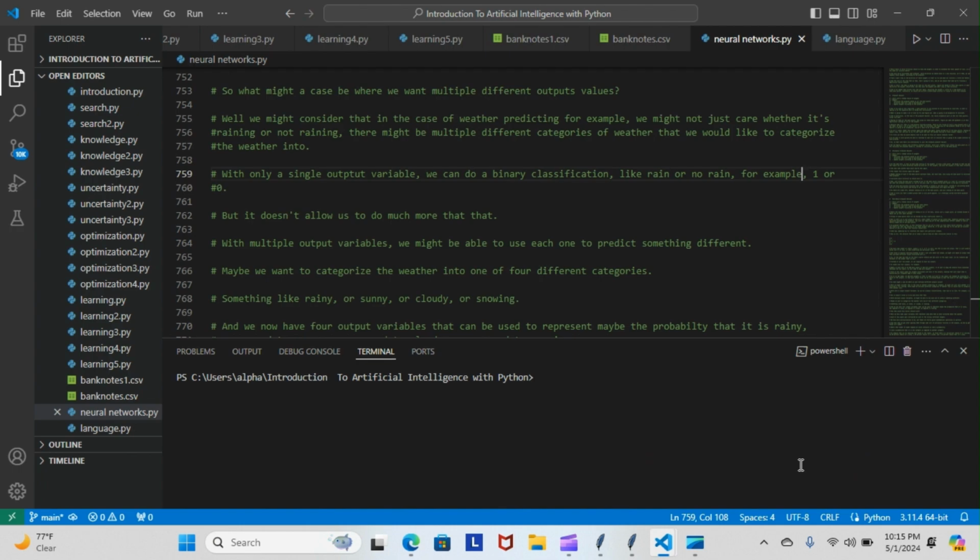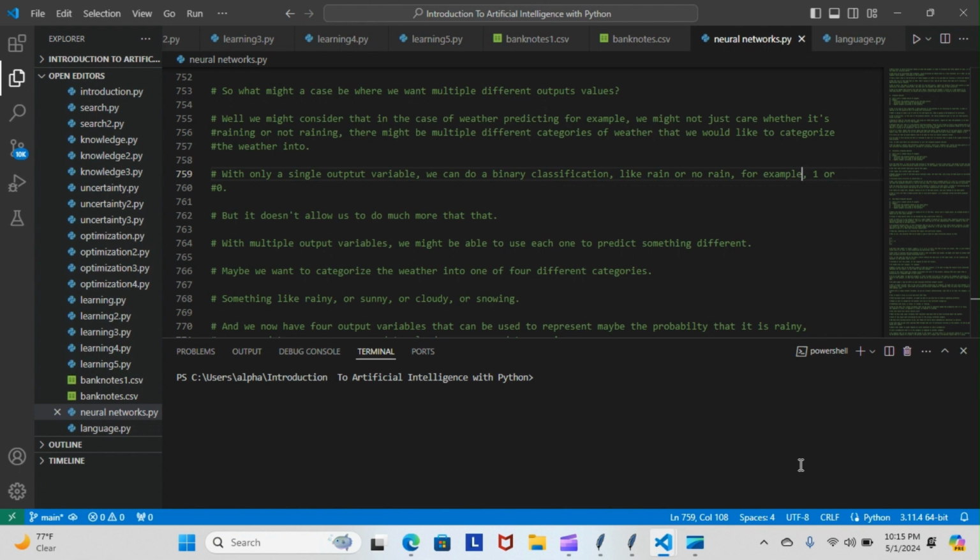Last night, if you recall, the last thing we went over was what would happen if we wanted multiple different outputs for our neural networks. And tonight, we're going to pick up where we left off. So, what might a case be where we want multiple different outputs for our neural network? Well, we might consider the case of weather predicting. We might not just care about whether it's raining or not raining. There might be multiple different categories of weather that we would like to categorize the weather into.